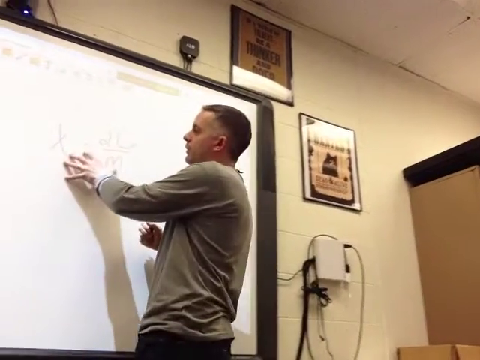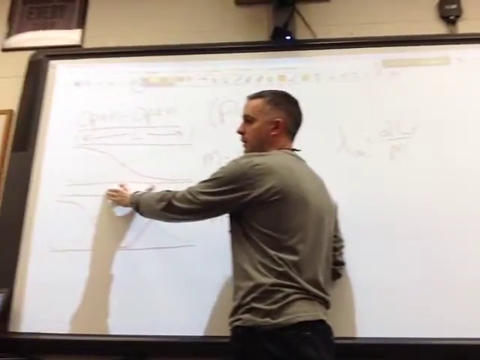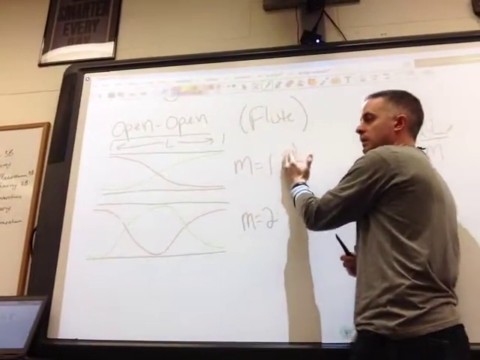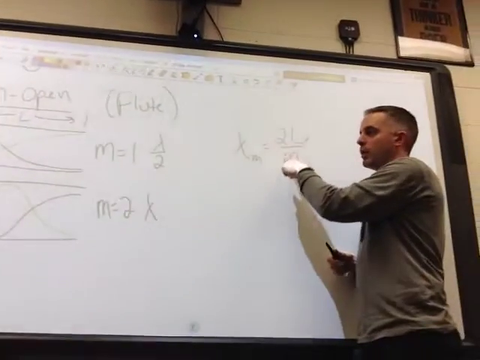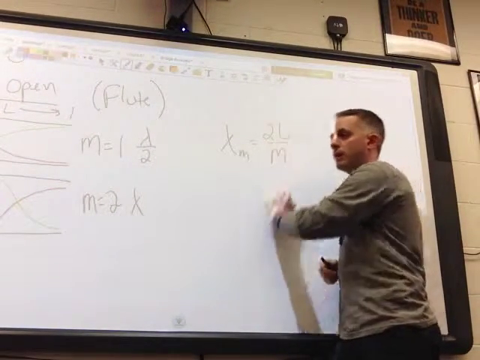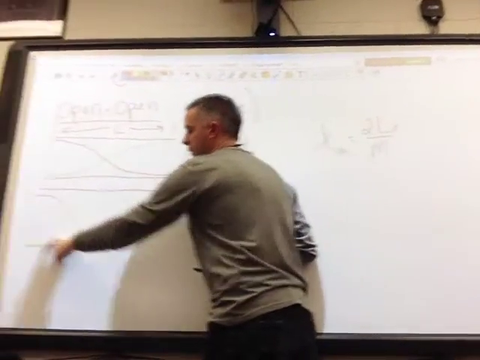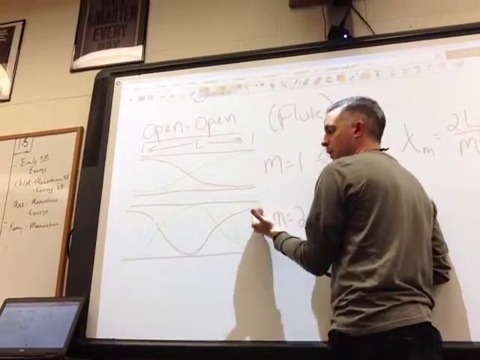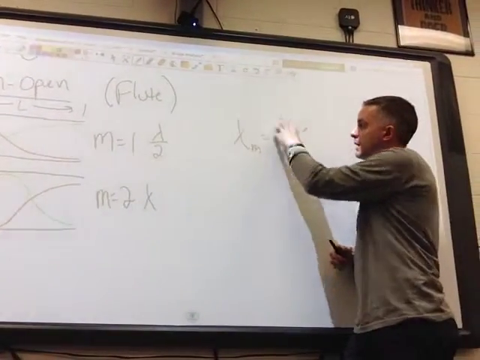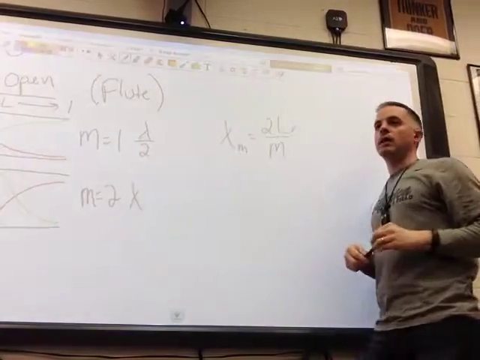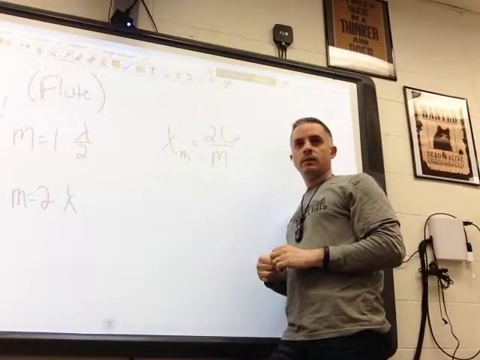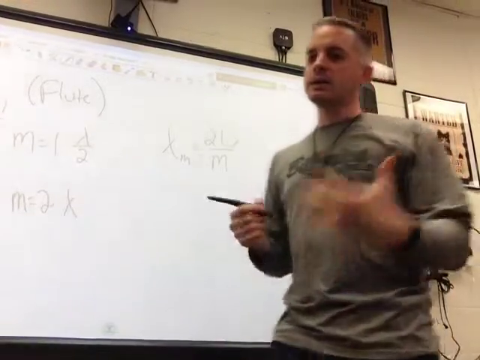So 2L over m. So this one, if this is half a wavelength, a full wavelength would be a length of 2L, right? If I put a mode of 1 here, that's going to give me the full wavelength is 2L. If I look at this one, where this is one full wave, so the wavelength is equal to L, that means m would need to be 2, right? And that would give me the wavelength is L, the length of the tube. Good with that? Okay? All right, so now let's look at the frequency.